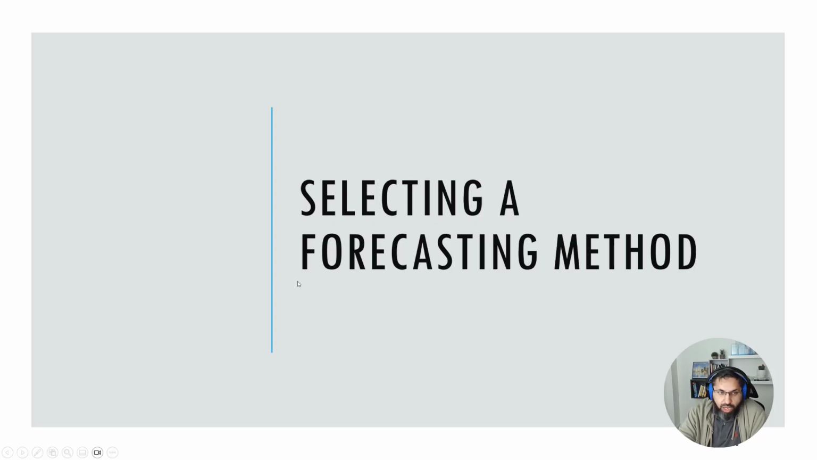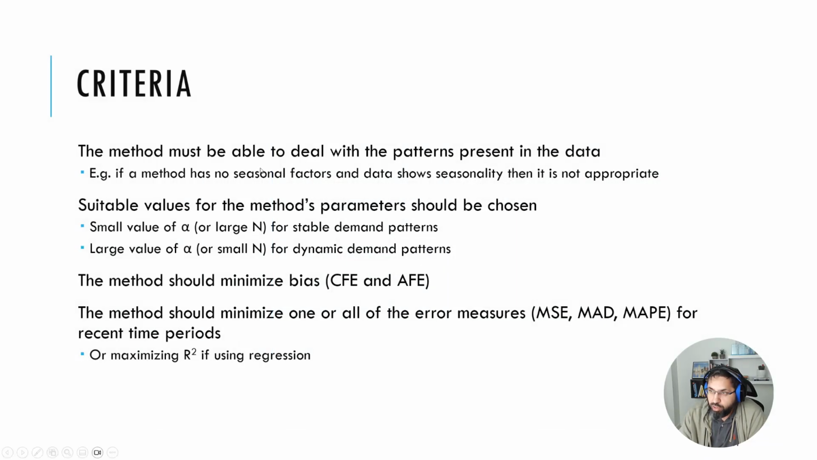Let's talk about how we select a forecasting method. We talked about a lot of forecasting methods. Some handle trend and seasonality, like Holt-Winters. One criterion we use is that the method must be able to deal with the components in the time series. If the time series has seasonality, just using the Holt method is not enough. So you have to use Holt-Winters to handle trend and seasonality.